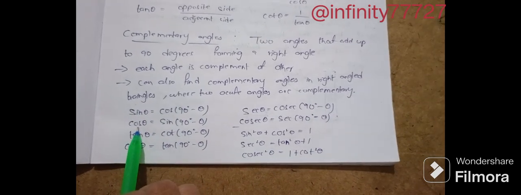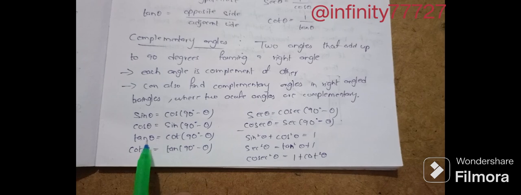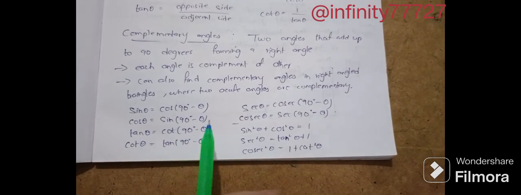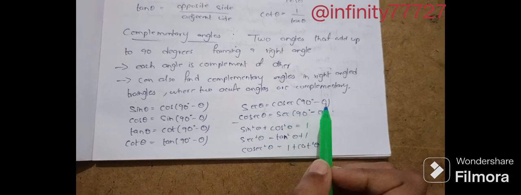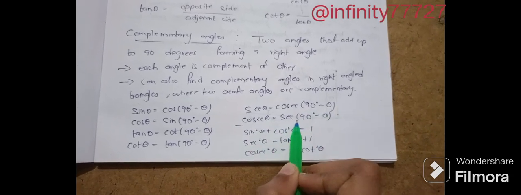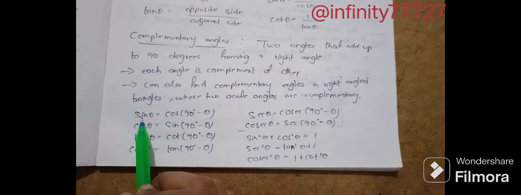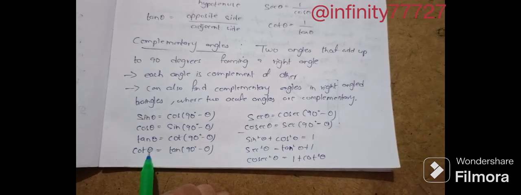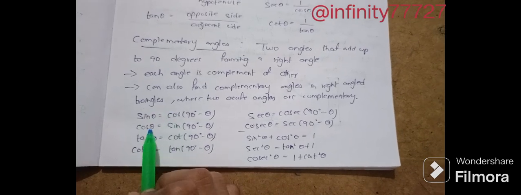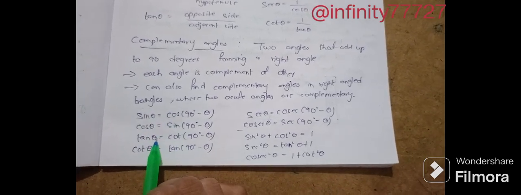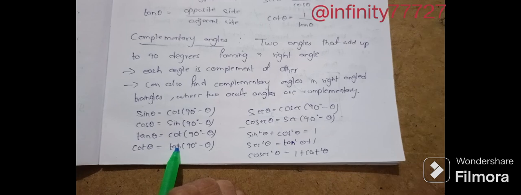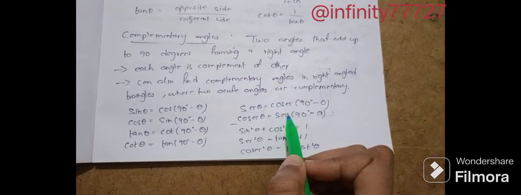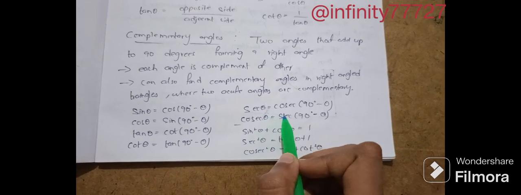Okay, and here cos theta is equal to sin(90 minus theta), tan theta is equal to cot(90 minus theta), cot theta is equal to tan(90 minus theta), secant theta is equal to cosecant(90 minus theta), cosecant theta is equal to secant(90 minus theta). That is, here sin theta is complementary to cos theta and tan theta is complementary to cot theta. See, sin is complementary to cos and cos is complementary to sin, tan is complementary to cot and cot is complementary to tan. In the same way, secant is complementary to cosecant and cosecant is complementary to secant.